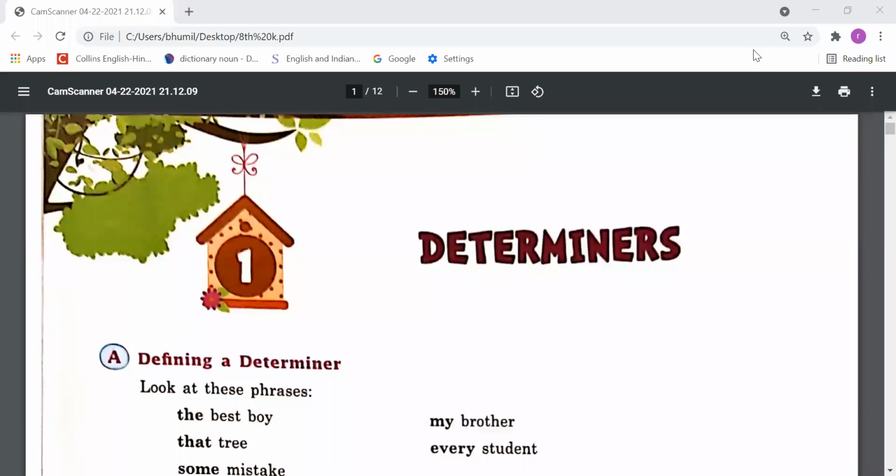Good afternoon, everyone. It's your English class, and today we are going to understand our first chapter of our grammar book, which is Determiners. So please open page number 1. Let's read this page.